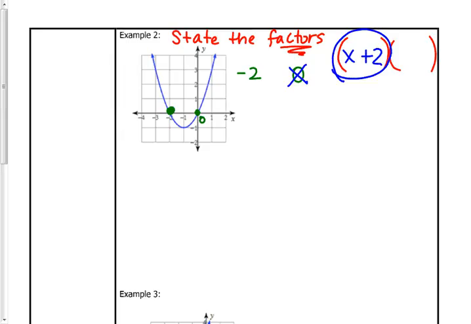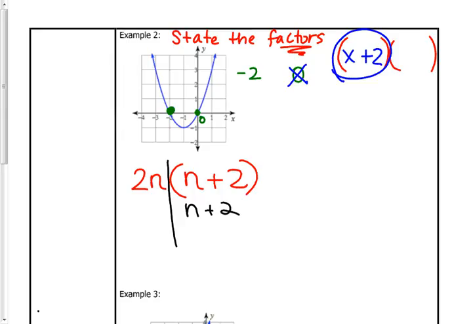0 winds up happening if we had something like this. And this is a little bit more difficult to tell because we don't have multiple choice. But for instance, 0 came as a solution when we had something like 2n in parentheses n plus 2. So remember before, we would find the solutions by setting each one equal to 0. So we would make this a negative 2, and this one, because we would divide by 2, would give me a 0. So here is what something with a 0 would look like, okay?